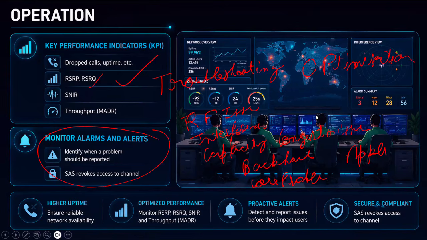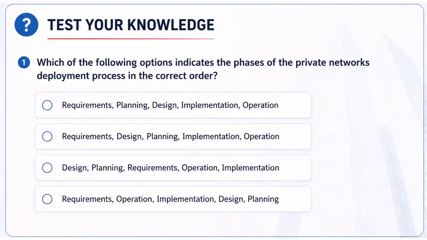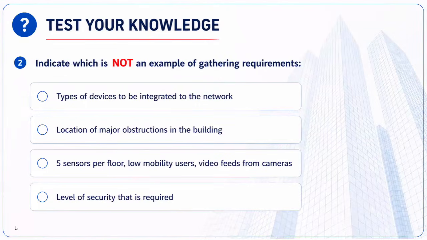So before jumping to the next session, let's have a quiz. Can you please answer this question? Which of the following options indicate the phases of a private network deployment in the correct order? Please give me your answer in the chat box. Thank you. Yes, the right answer is A: requirements, planning, design, implementation, and operations. Can you answer this question as well? Exactly. Very nice. The answer is B.